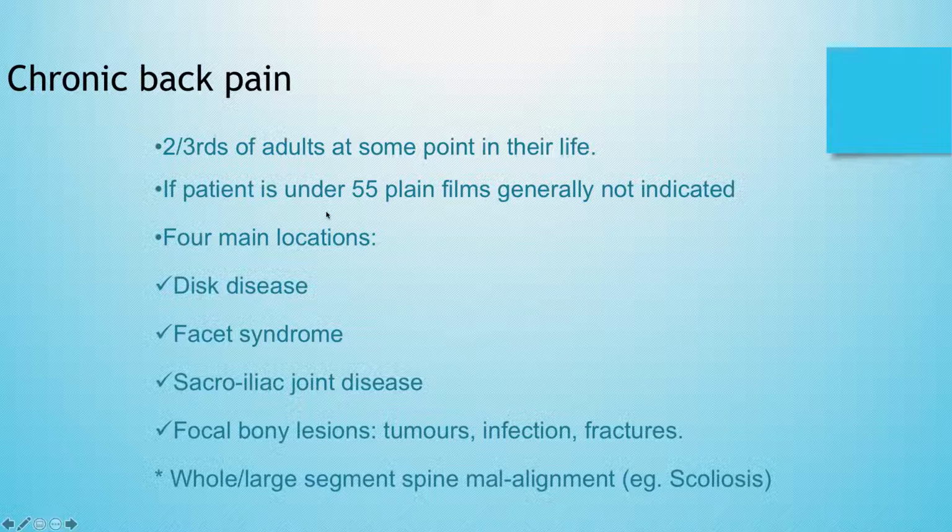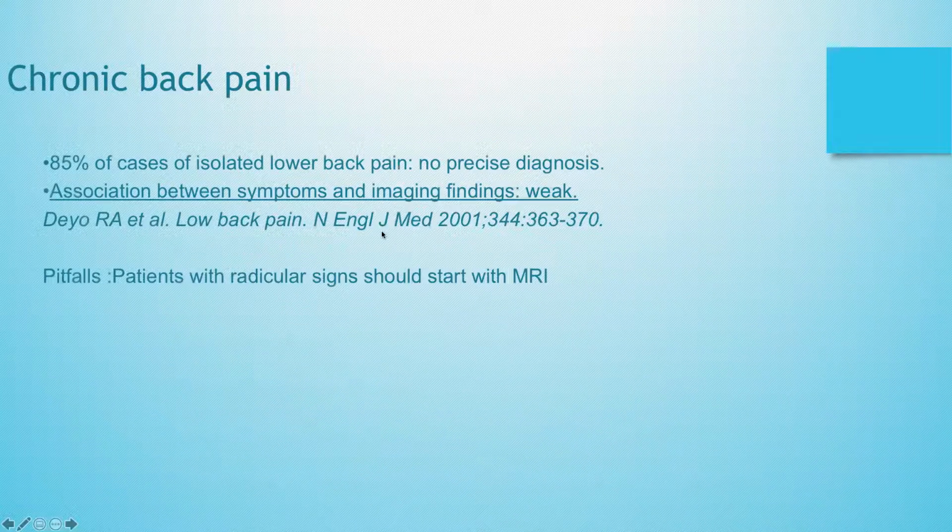Chronic back pain, it's a big issue. Lots of lost hours at work, lots of money, lots of frustrated patients. Could be disc disease, facet syndrome, sacroiliac joint, focal bony lesion. And they say in the vast majority of patients with isolated back pain, there's no precise diagnosis. But there's a lot of imaging that takes place.